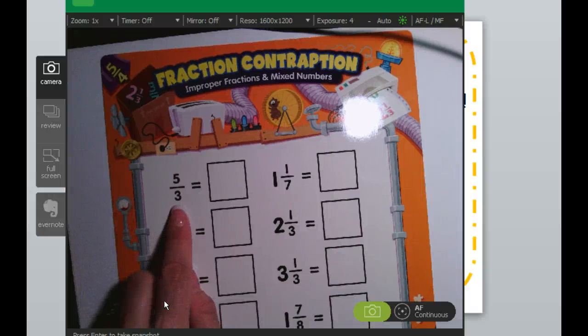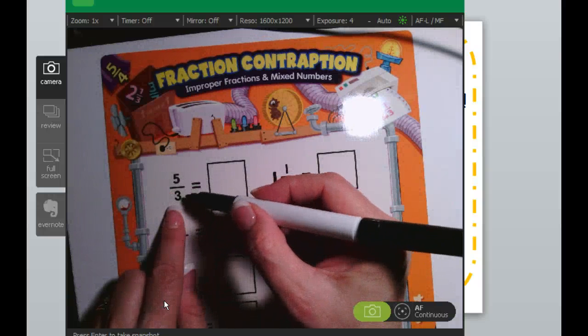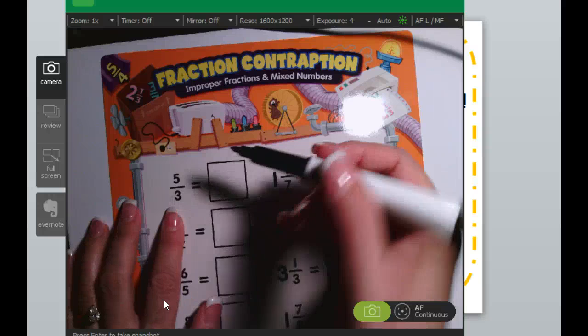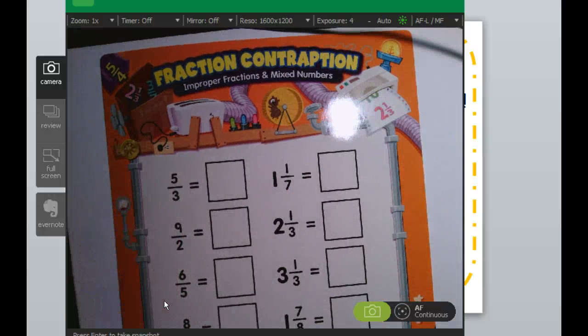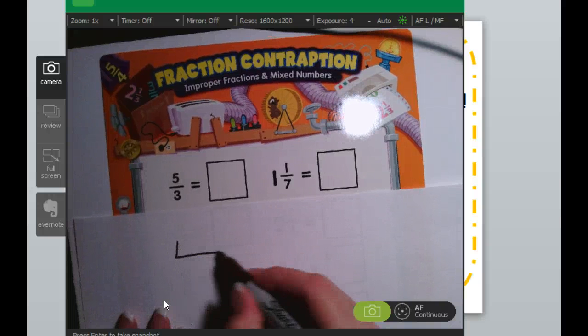So let's look at 5/3. I know that 5 is bigger than 3. So there's one way that we can do this. And let me get a sheet of paper out here. And let's draw a model. And let's draw something that's divided into thirds.